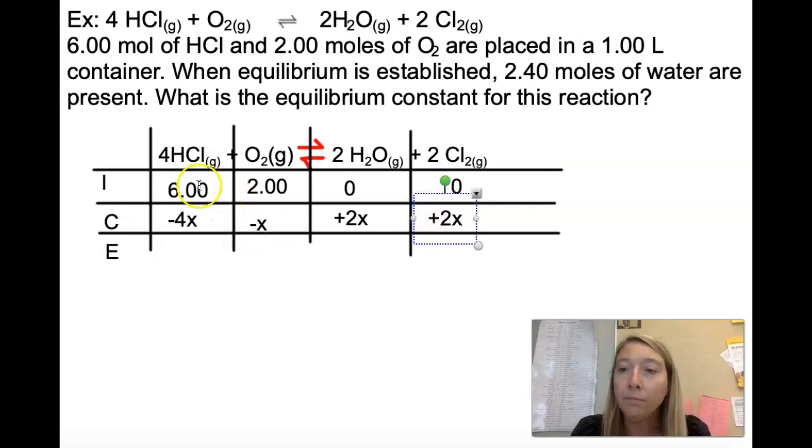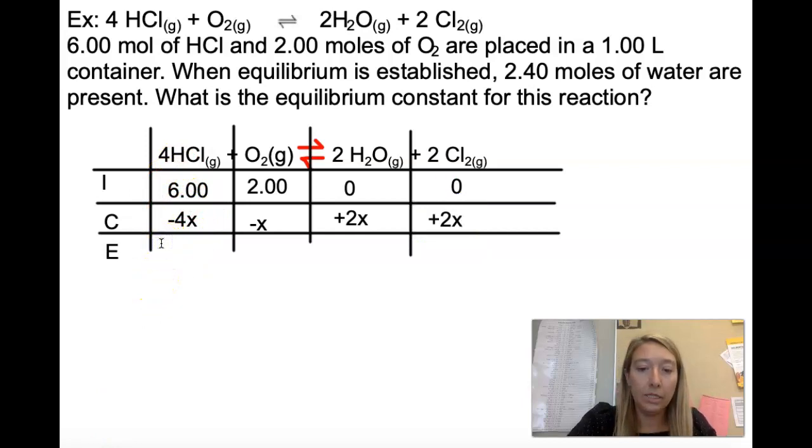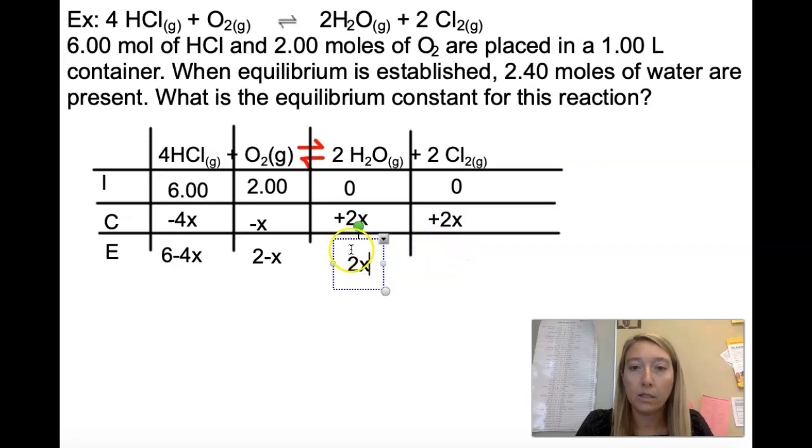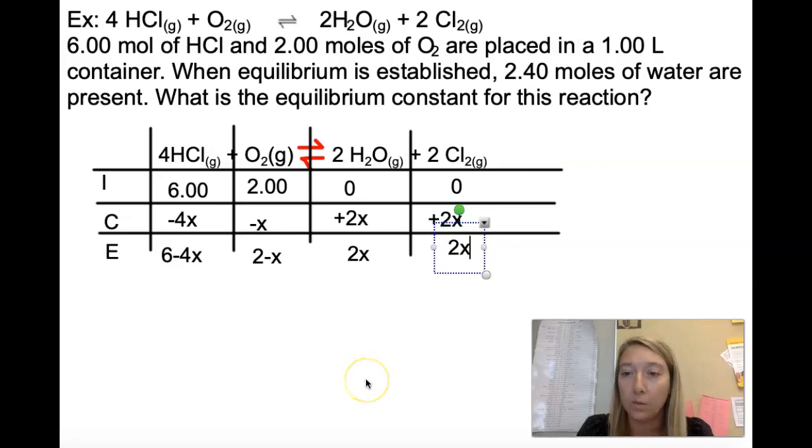Okay, equilibrium, same as before, we're getting the sum of this. So we're going to get 6 minus 4X. And here we're going to have 2 minus X. Here we're just going to have 2X. And then same with the last one. We're going to have 2X because, again, 0 plus 2X is equal to just 2X.